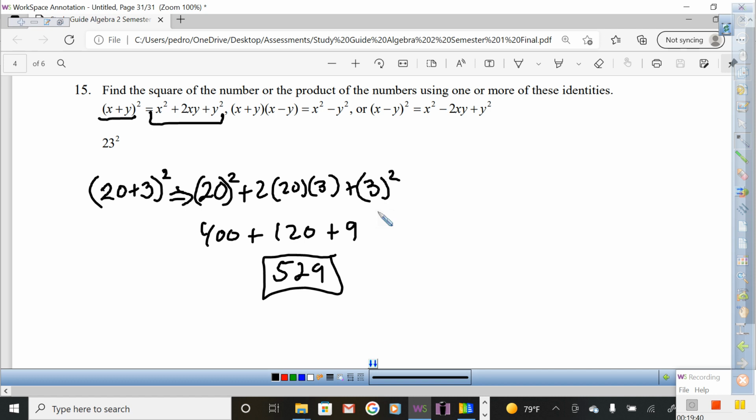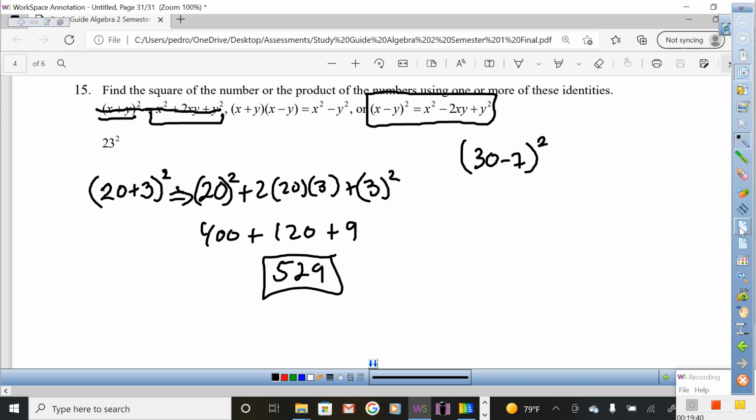Now, earlier today, a student asked, Mr. Q, can I write this another way? Sure. 30 minus 7 squared. What is 30 minus 7? 23. But then I cannot use this one because this one is x plus y. What is this one? X minus y. Is there one that looks like that? Yeah. Right there. Anyway, fun stuff, yeah? All right, on your blank sheet of paper, copy this, example 16Q.